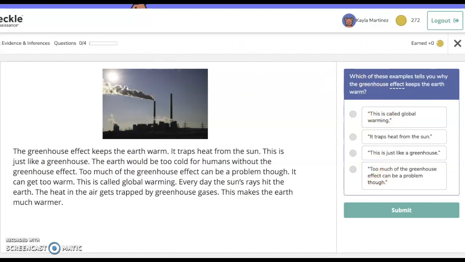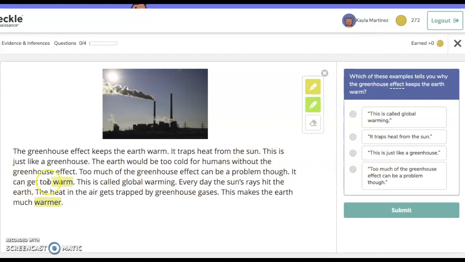I shouldn't just take a guess. I should be able to go back to my text and figure out where I might get my answer. So if I go back and I look, where does it say anything about it being warm? I see two places where it talks about it being warm. Right here, I see the word warm, and I see it down here too. So now I should be looking around to see if any of these examples goes with that.